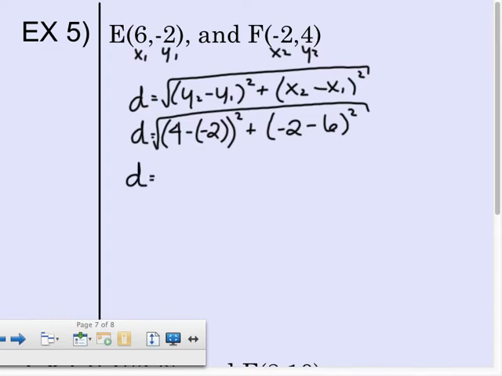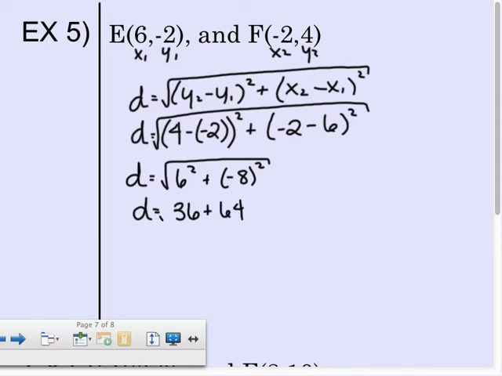4 minus a negative 2 is a positive 6. So underneath we have 6 squared. Negative 2 minus 6 is a negative 8. So we're going to be squaring a negative number. Underneath the radical, 6 squared is 36. Negative 8 squared is a positive 64.